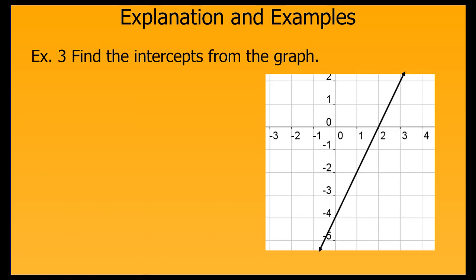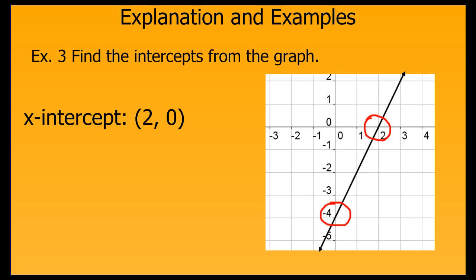Sometimes it's helpful to be able to look at a graph and find the intercepts. Most students find this pretty straightforward, but let's go through it. Here's our x-intercept. Remember, the x-intercept is where it hits the x-axis, so therefore y is going to be 0. So our x-intercept in this case is the point (2, 0). Here's our y-intercept, the point where the graph intersects the y-axis, which of course means that x has to be 0. So our y-intercept is the point (0, -4). We found our 2 intercepts.